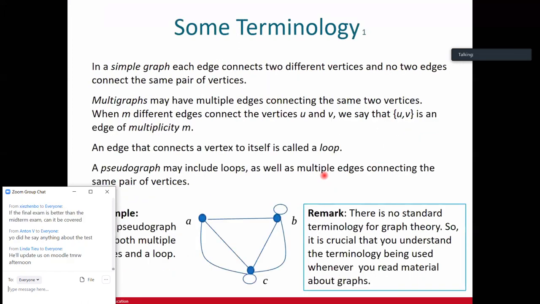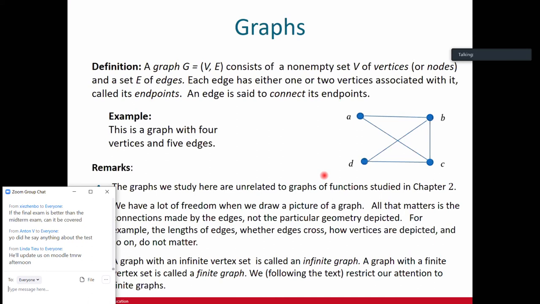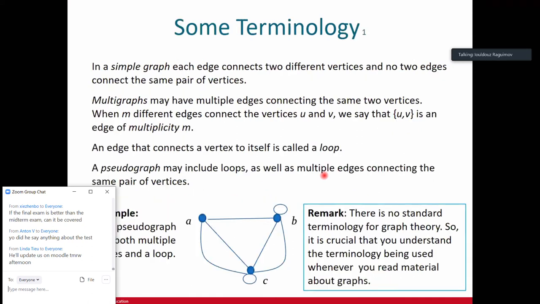Okay, a simple graph is a graph in which each edge connects two different vertices, and no two edges connect the same pair of vertices. The previous graph was an example of a simple graph. But we cannot consider the case when vertices are connected with two different edges, or a vertex is connected with itself.